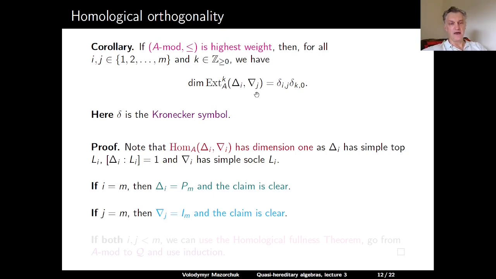If j is equal to m, then nabla j is the injective module Im, and by the same arguments, the statement is again clear.